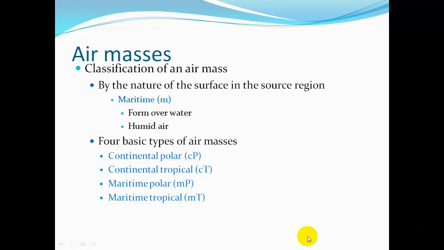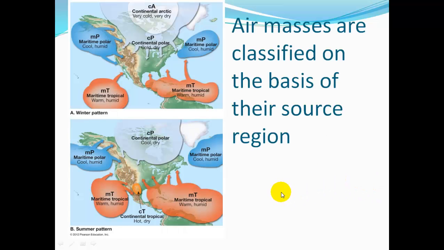Okay. So a continental polar air mass is a CP. A continental tropical is a CT. So these are drier, but cold and warm. Maritime polar, MP, humid cold air. Maritime tropical, MT, humid warm air. Okay, so here are our major air masses based on the source region.